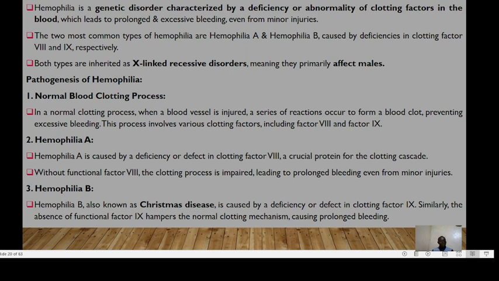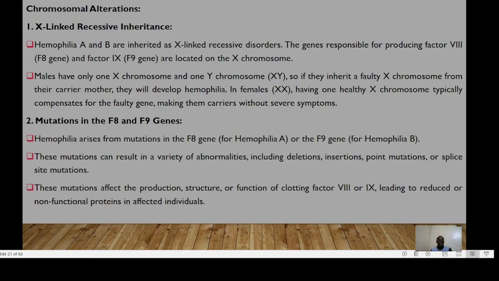As for hemophilia type B, this is also known as Christmas disease, and it is caused by a deficiency or a defect in clotting factor 9. Similarly, the absence of this functional factor 9 will hamper normal blood clotting, causing prolonged bleeding.